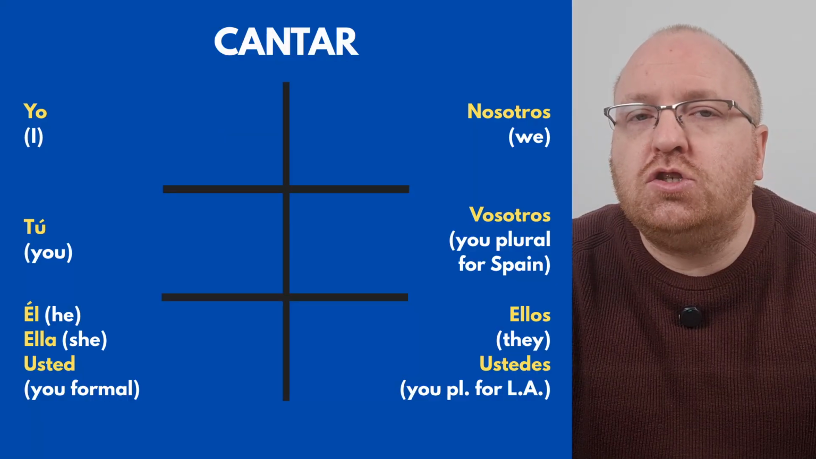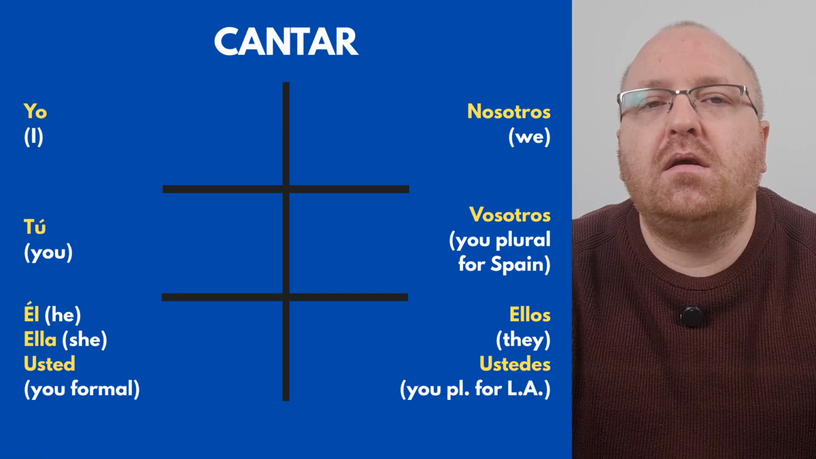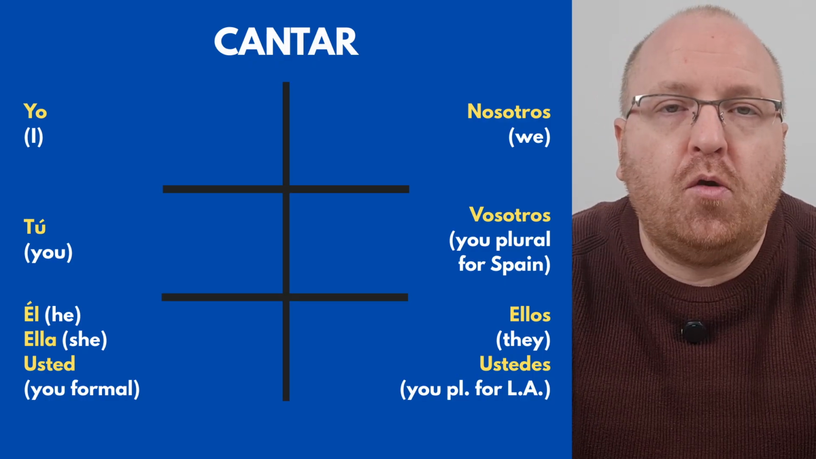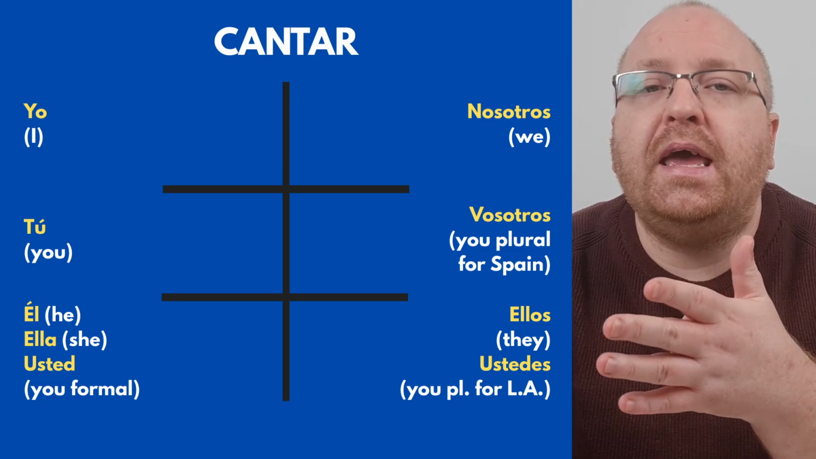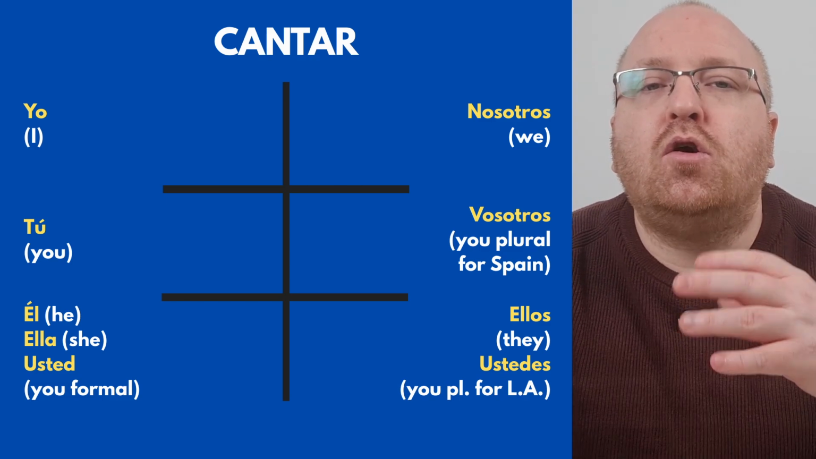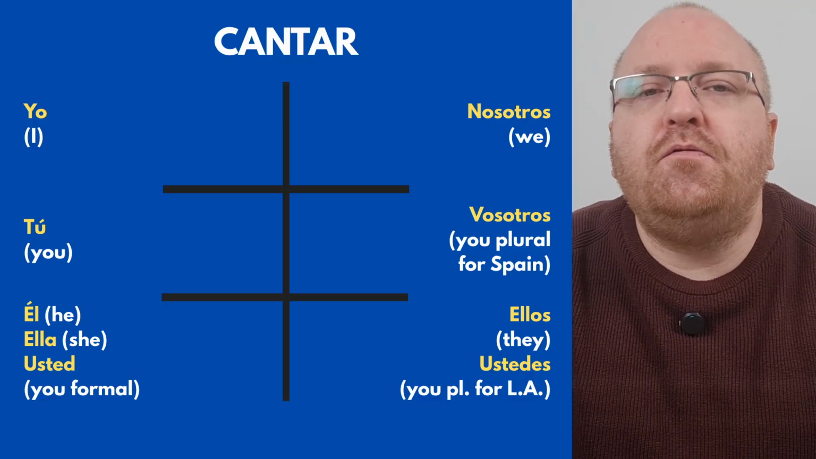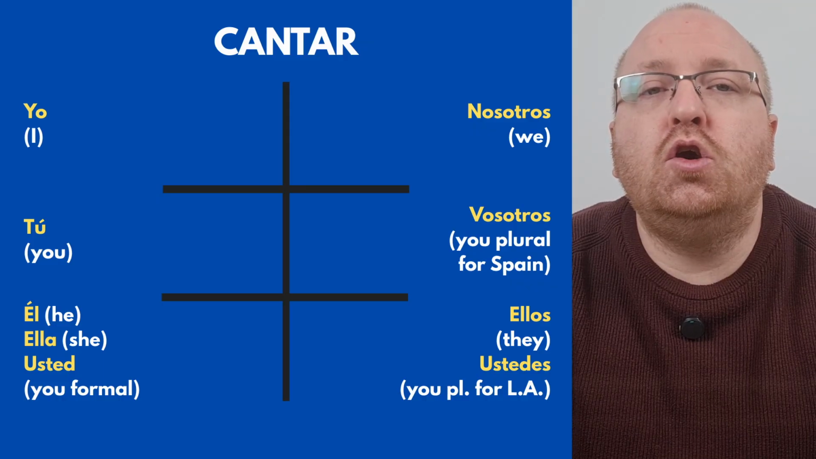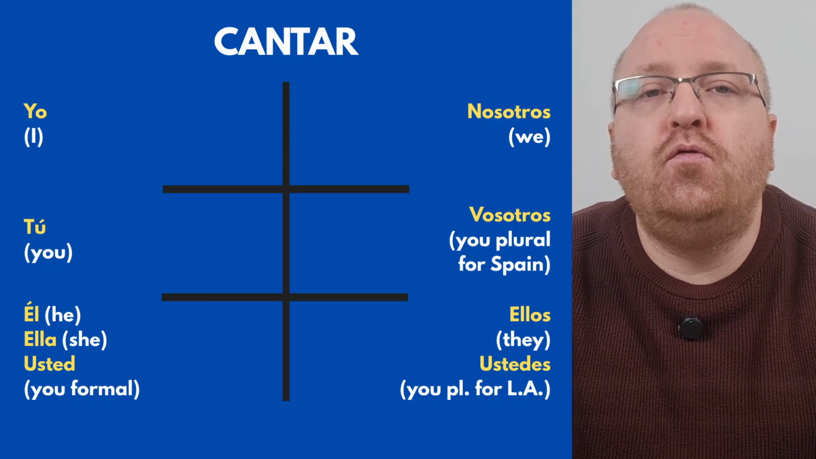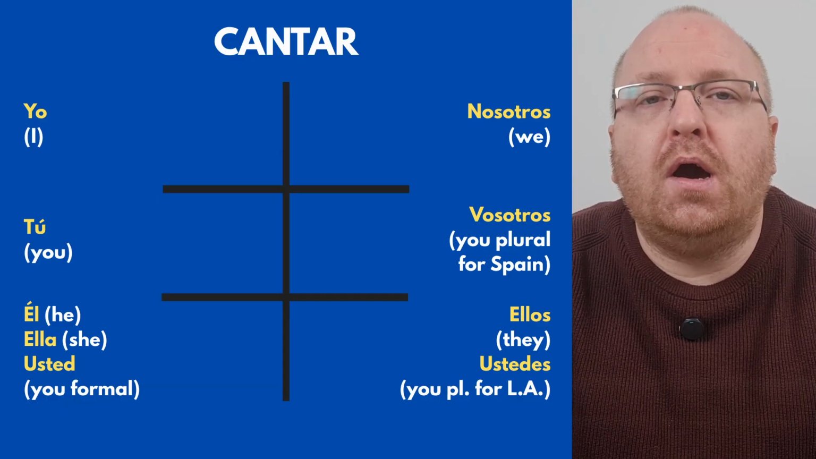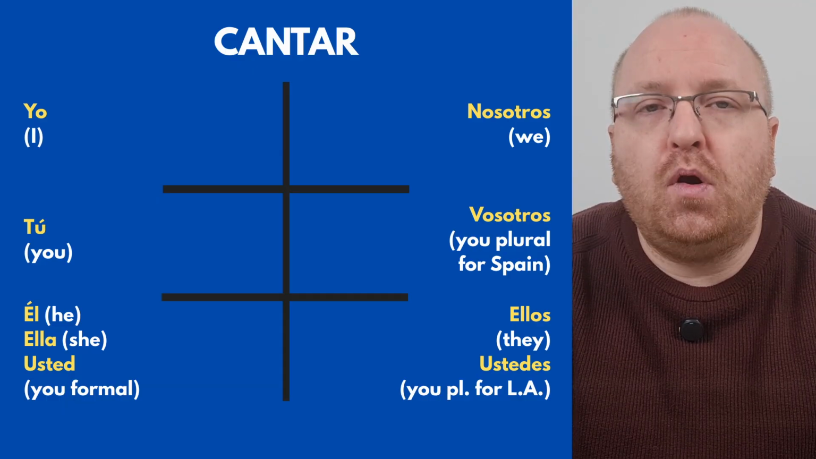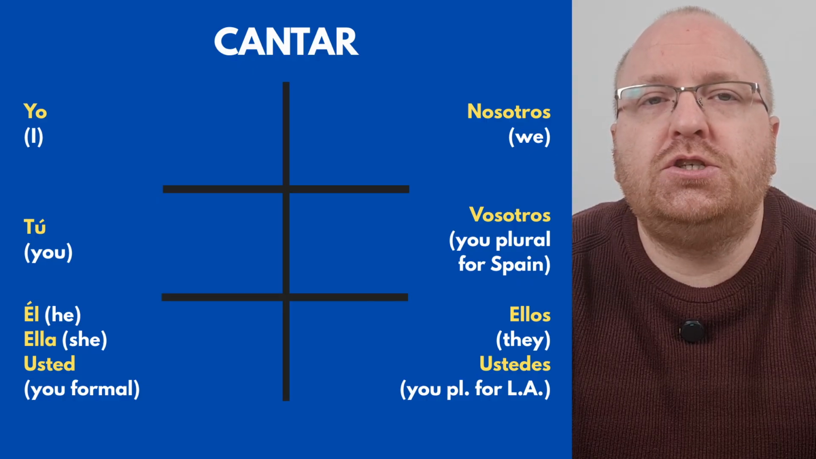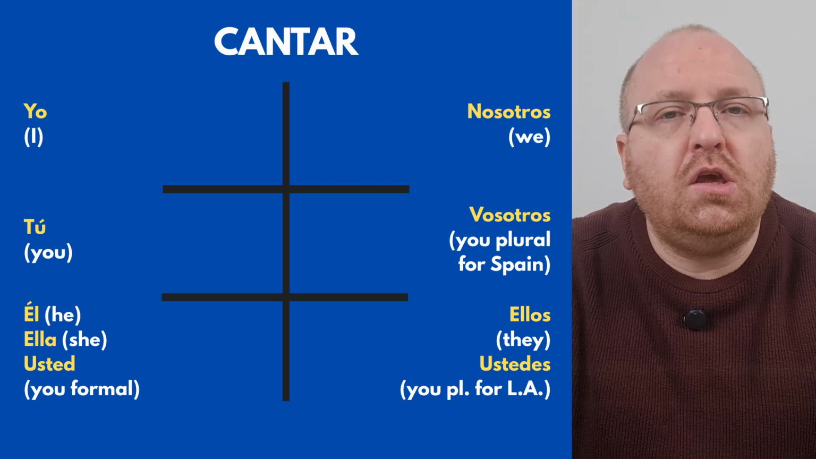Okay, so here's your first conjugation chart for the AR verb cantar. If this is your first time seeing a conjugation chart, then these 6 spaces are how we show who is performing the action, like I, you, he and she and so on. In grammar, these are called subject pronouns. Starting from the top of the left-hand column and working down, we have I, you, he and she, and you formal. In the right-hand column, working down, we have we, you plural for European Spanish, they, and you plural for Latin American Spanish. So those are all the pronouns that are used in Spanish.